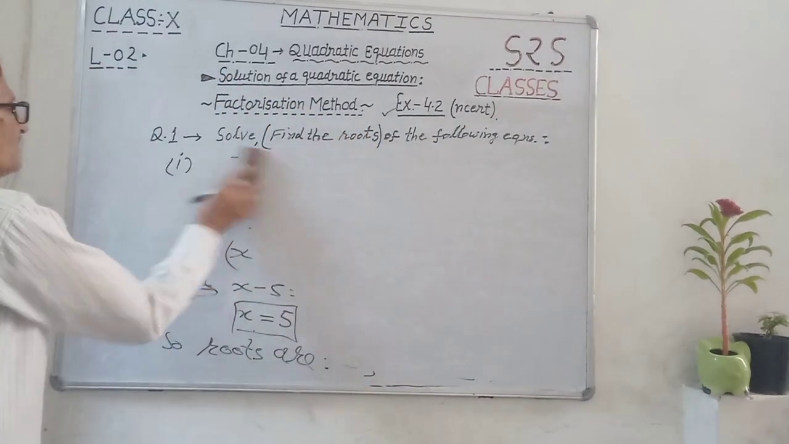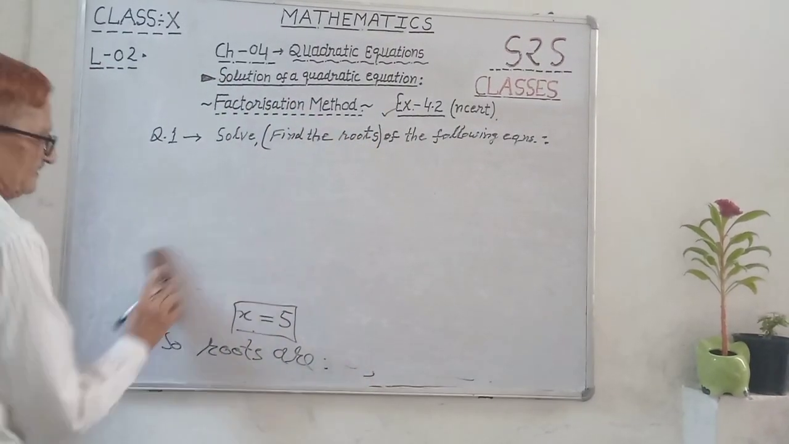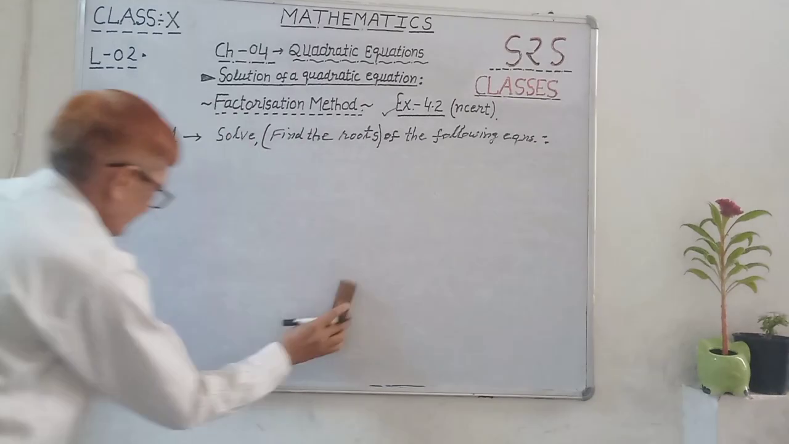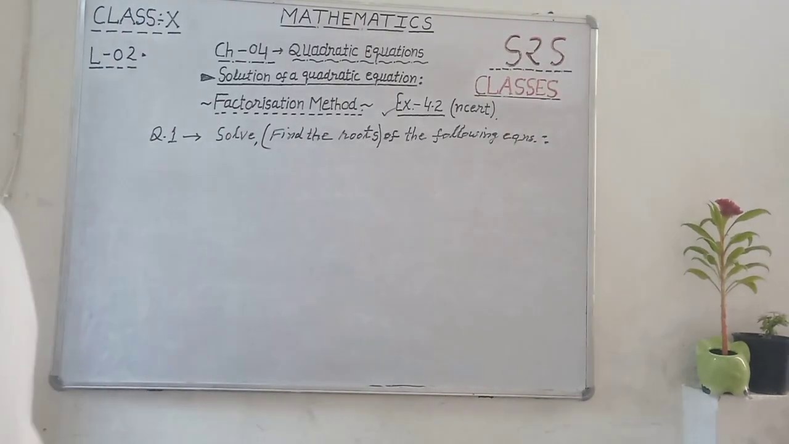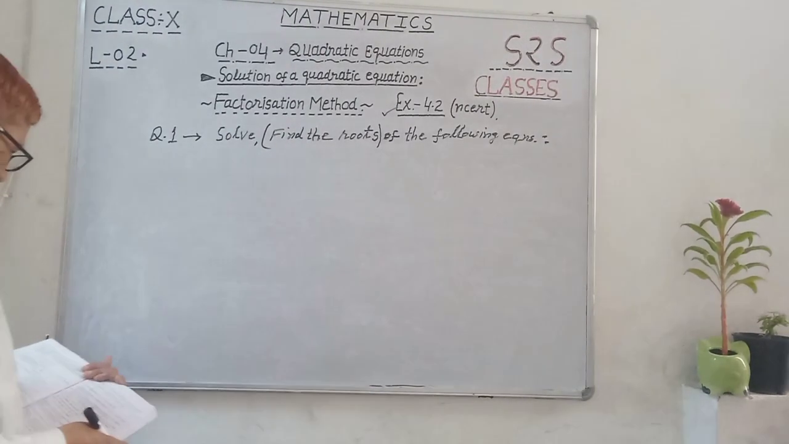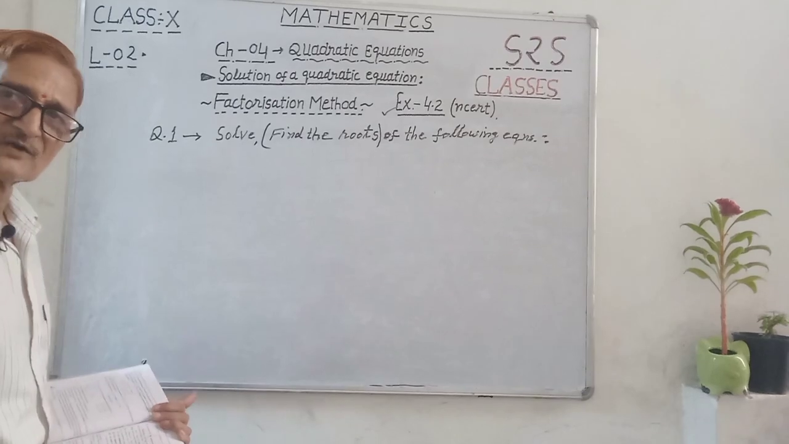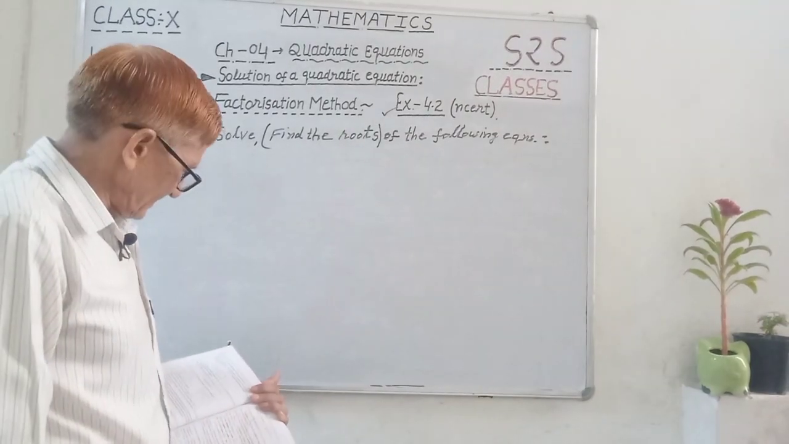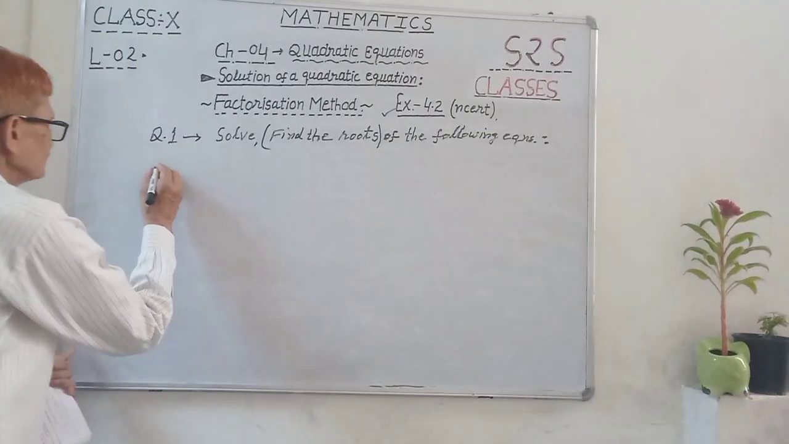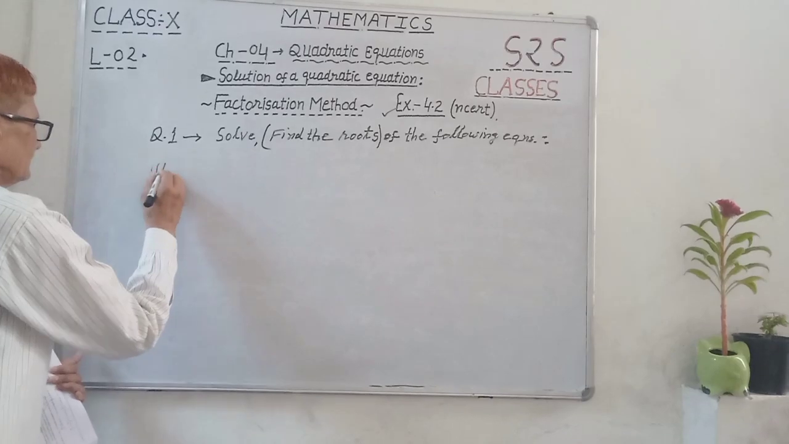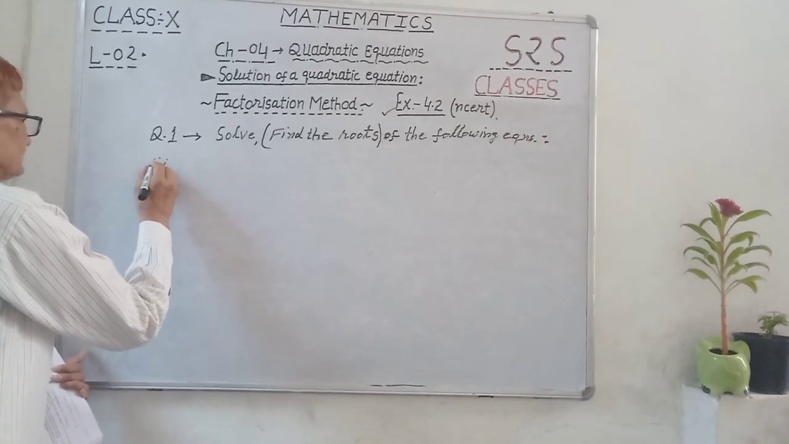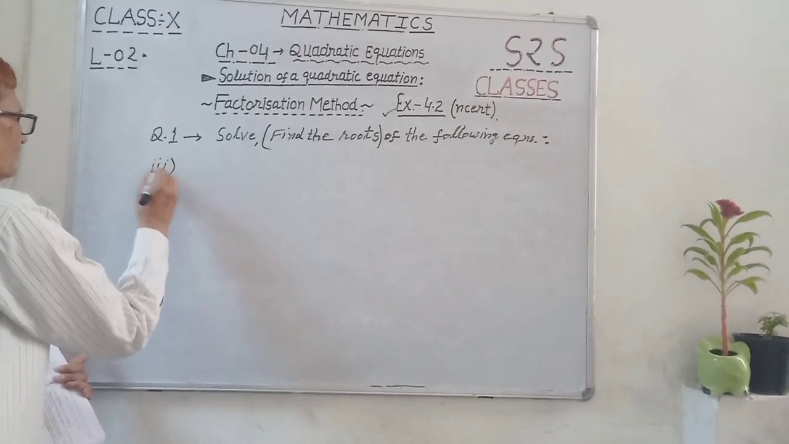Question 1, next part. The second part we can do. The second part is simple: 2x square plus x minus 6 is equal to 0. You may do this as it is. Now the third part, I am telling you about the third part. The second is similar. Okay.